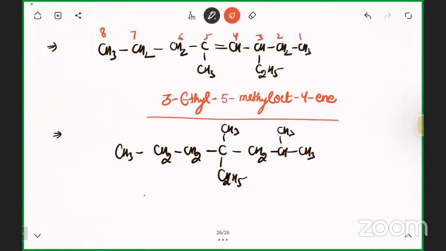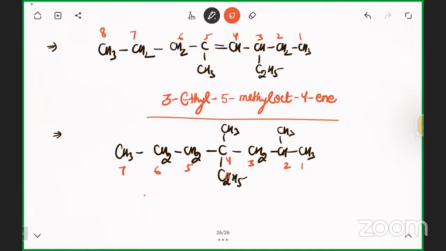2 methyl. Numbering from which side? Left side or right side? Right side. Okay. Then 1, 2, 3, 4, 5, 6, 7. Okay, done. 2 methyl. Why methyl first? In alphabetical order, we also have ethyl over here, C2H5. In the alphabet, does E come first or M come first? E, sir. So you have to name ethyl first.